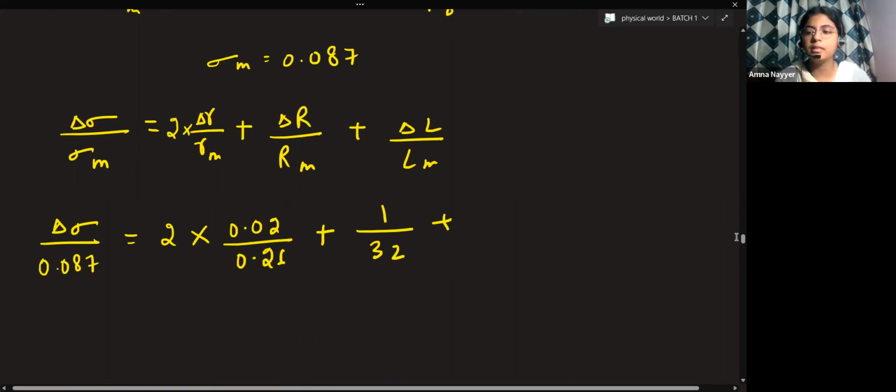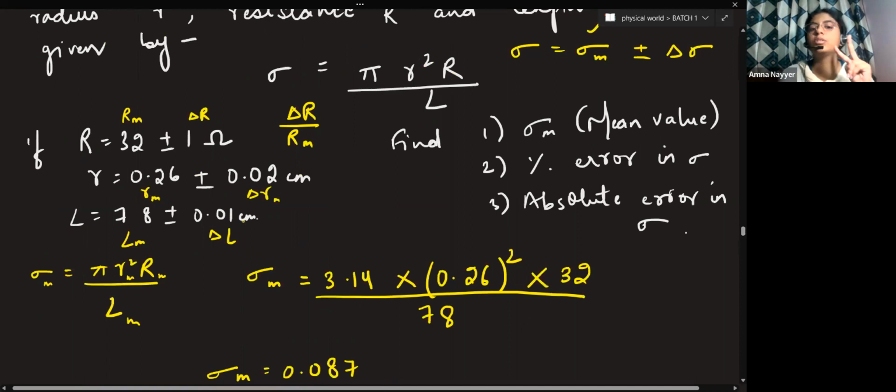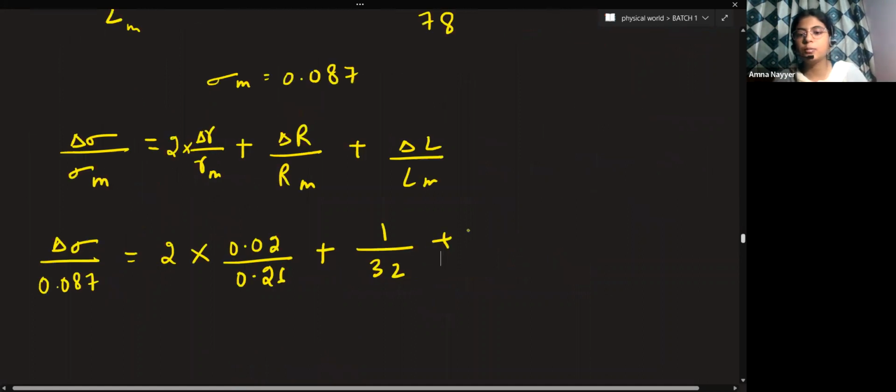So delta R was 1 divided by 32, plus similarly, delta L is what? The second term is always delta 1. Delta is the mean absolute error and the first term is the mean value. So this will be 0.01 divided by 78. This is your answer. Now you have to solve it.